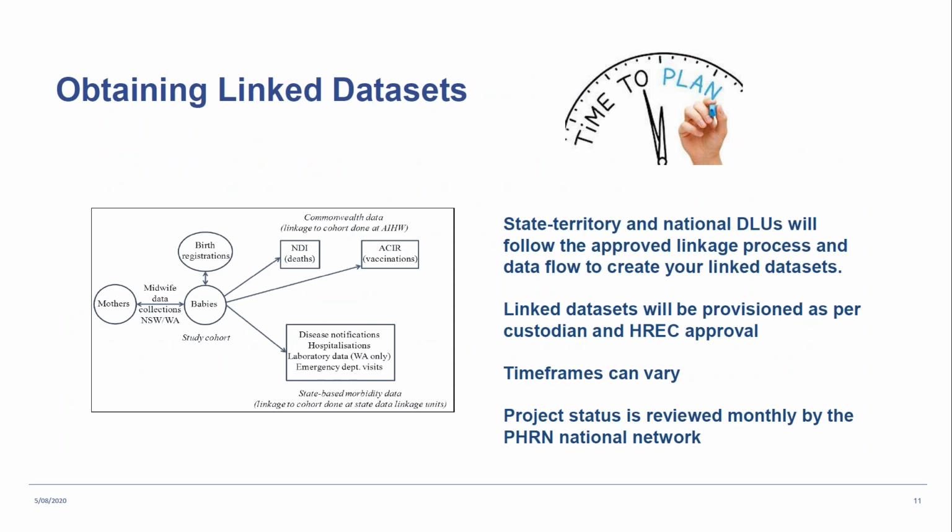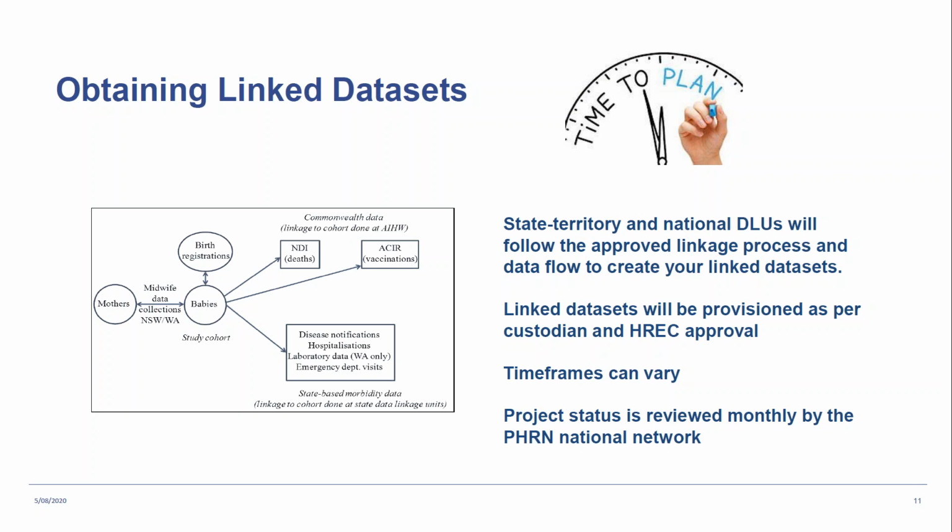So once the approvals are in place, the state and territory data linkage units have a role in collaborating to pull that data together that's been approved. So what we do is follow the approved linkage process and data flow that is in your data linkage application and approved documentation. And we have to follow quite closely the approved documentation.